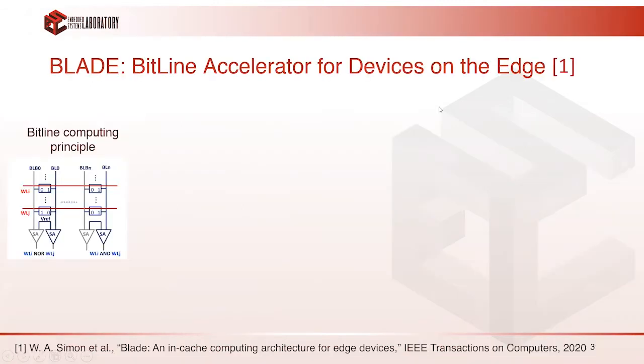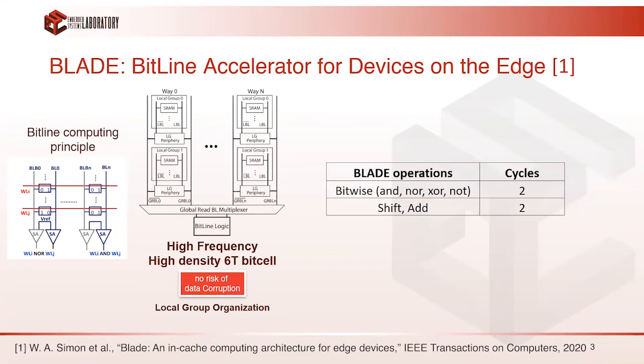Blade is an example of in-memory computing architecture, and it stands for BitLine Accelerator for devices on the edge. It is based on BitLine computing on a static RAM memory, or SRAM. We access 2 or more word lines at the same clock cycle instead of 1. As a consequence, we observe the bitwise operations NOR and AND between the accessed words on the bit lines. Blade is the only BitLine logic architecture that can perform high-frequency operations and use high-density bit cells at the same time, and that is a consequence of the local group organization.